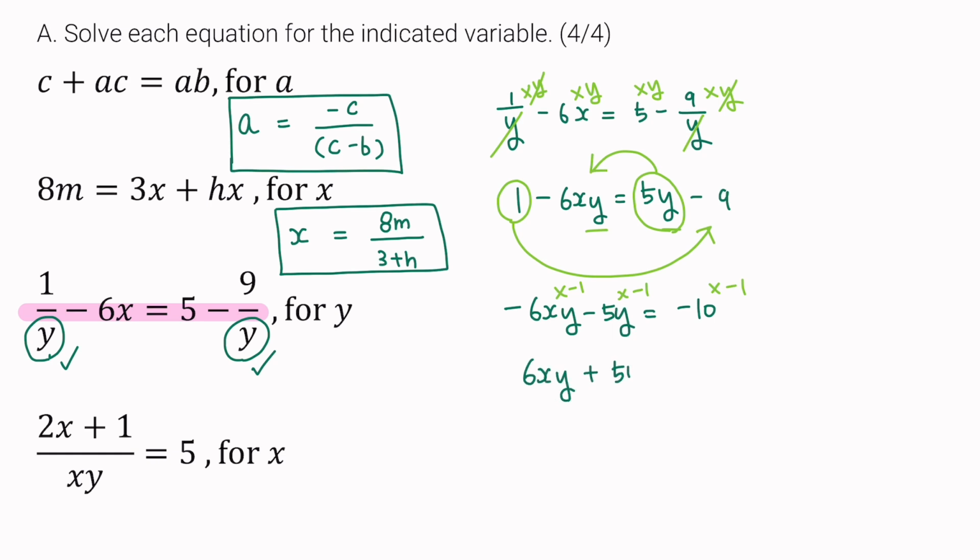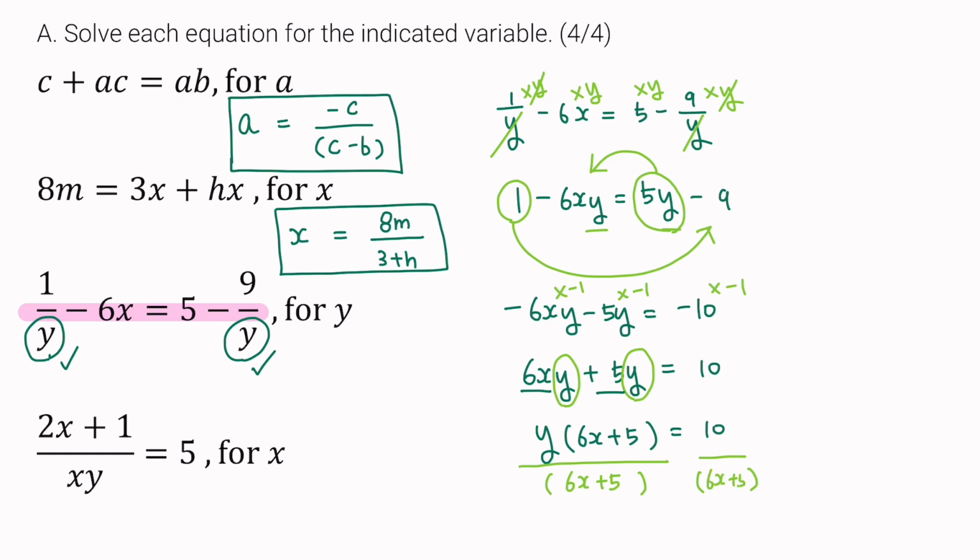and I get 6xy plus 5y is equal to positive 10, and from this let's factor out y here. If I factor out y, I get y parenthesis 6x plus 5 is equal to 10, and in order to get rid of that parenthesis, I am going to divide every term by 6x plus 5. That way I can cross that out and say y is equal to 10 over 6x plus 5. And that's going to be my final answer, so I'm going to box it and put it right there. There you go.